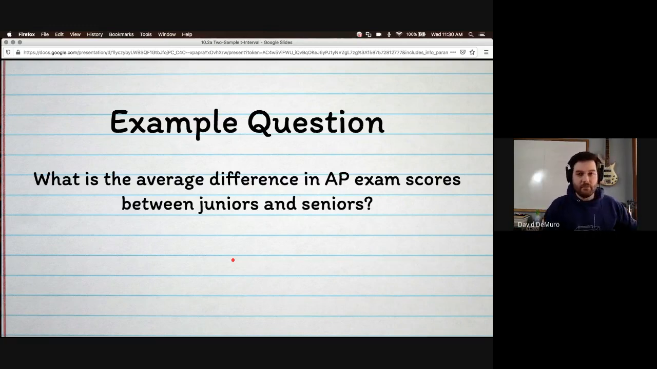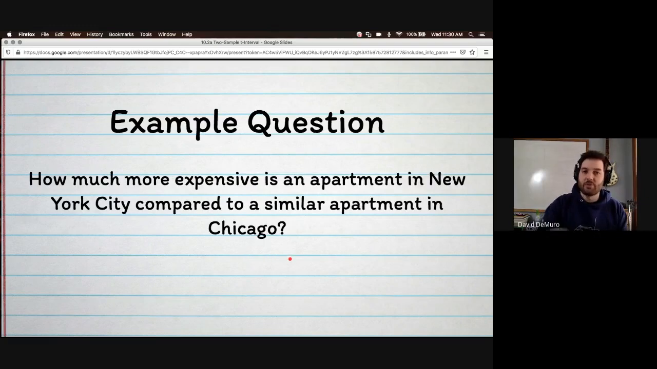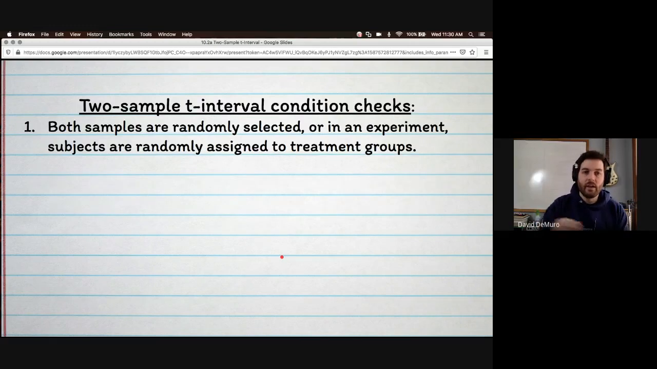What is the average difference in AP exam scores between juniors and seniors? How much more expensive is an apartment in New York City compared to a similar apartment in Chicago? These are all questions that we can answer with a two-sample t-interval, because they're all about comparing a mean between two separate populations.